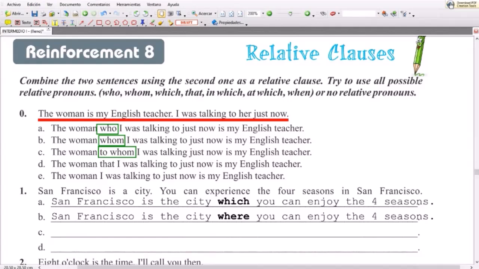For example, there you have the sentences, okay? San Francisco is a city. You can experience the four seasons in San Francisco. So I wrote, San Francisco is the city which you can enjoy the four seasons, where you can enjoy the four seasons. That could be two, yeah. Or what else? That too, right? That too could be.